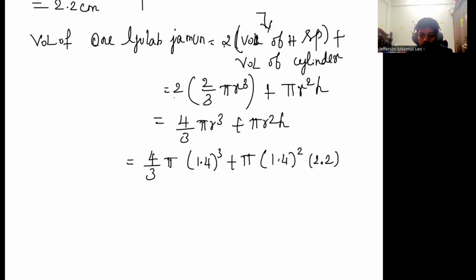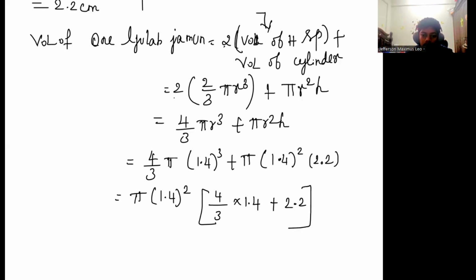Having any doubt in this line? No, ma'am. No doubt. Now take the common term outside. Pi is common, 1.4 the whole square is common, take out. Pi times 1.4 the whole square is out. Remaining is right inside the parenthesis. It's 4 by 3, 1 time 1.4 is left in the first term. Is it correct? Yes. Plus, ma'am, 2.2 only is left here.